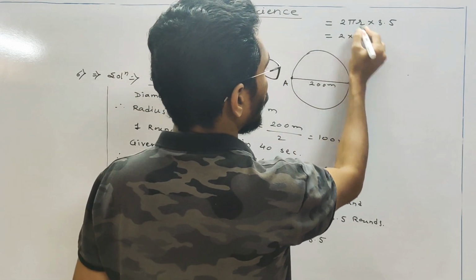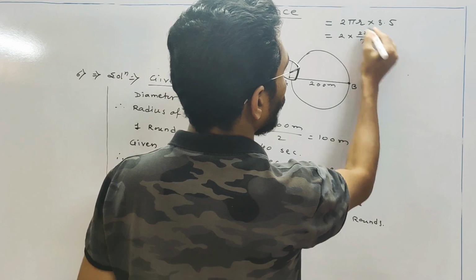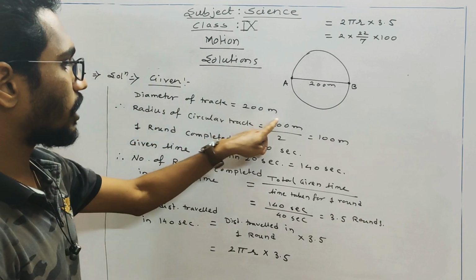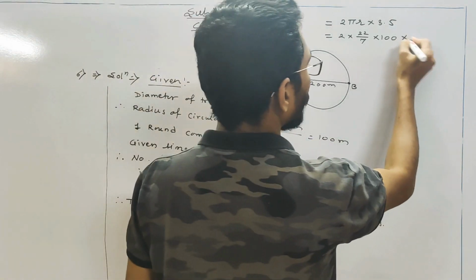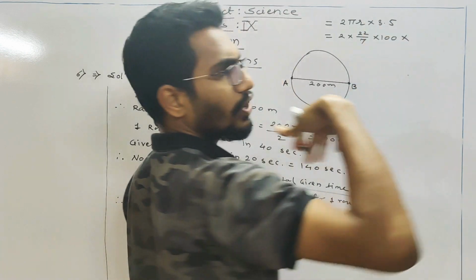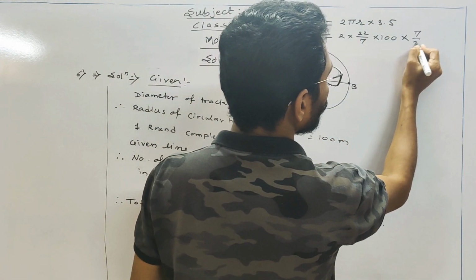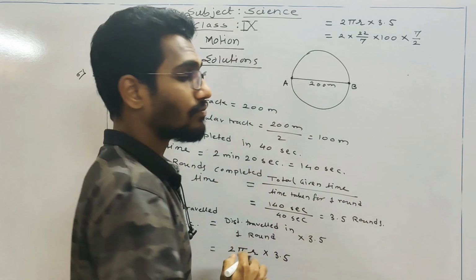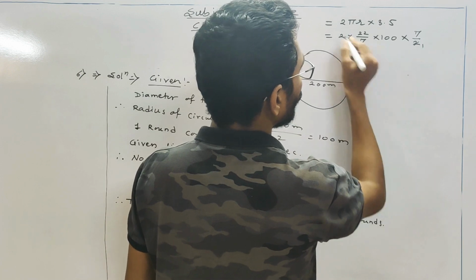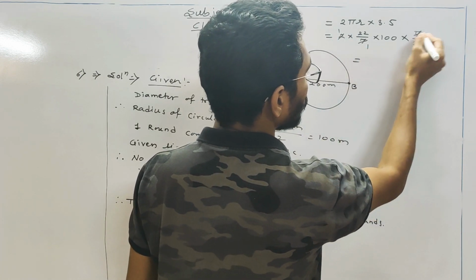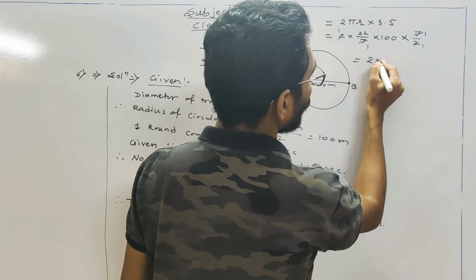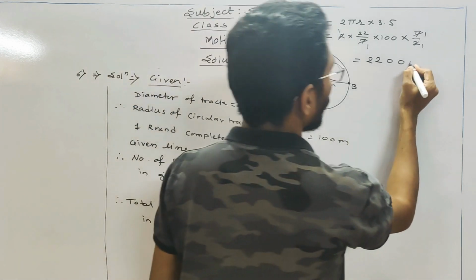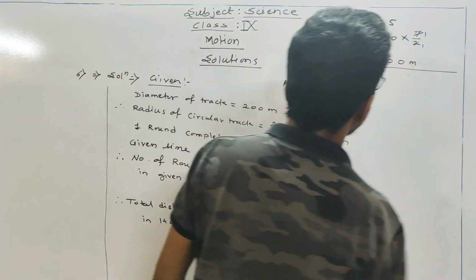So 2 into pi, 22 by 7, into r, 100. See, radius of circular track 200 by 2, that is 100, multiplied by 3.5. 3.5 considered as 7 by 2. थोड़ा सिंपल हो जाएगा ना, 7 by 2. 3.5 का मतलब क्या है? 7 का हाफ. Then 2 cancel, 7 cancel, 22 into 100, 2200, yes or no? Meter. That will be your final answer.